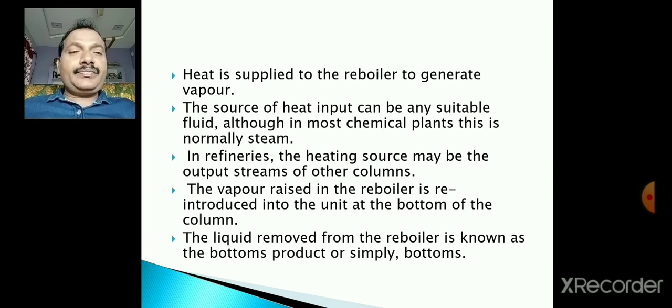In refineries, the heating source may be the output streams of other columns. That means the output columns, in which the byproducts are running, can be used as heating sources. The vapor raised in the reboiler is reintroduced into the unit at the bottom of the column. The liquid removed from the reboiler is known as the bottoms product, or simply bottoms.